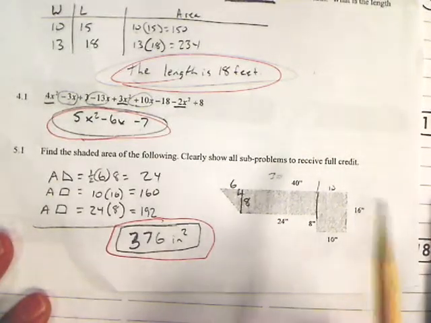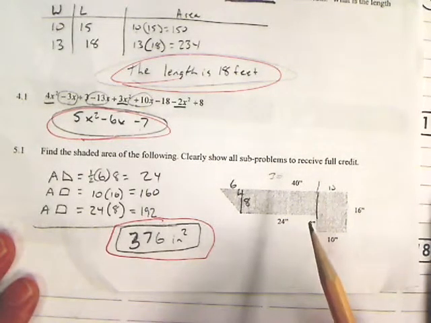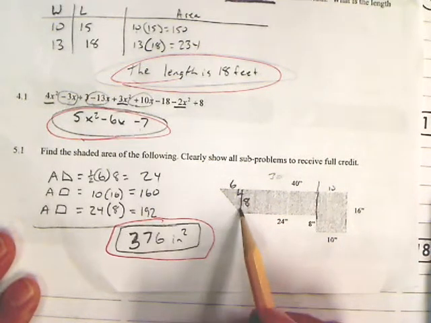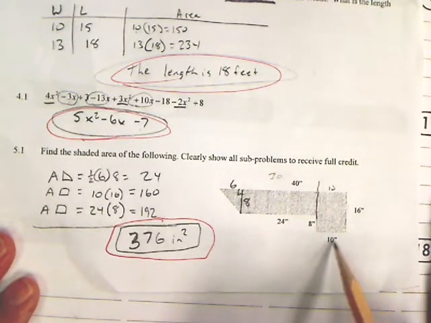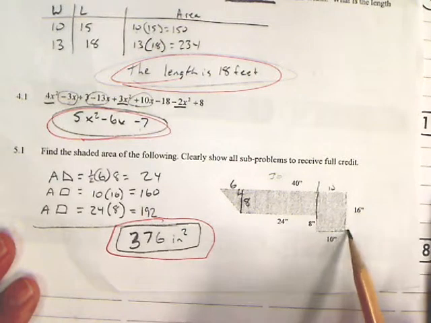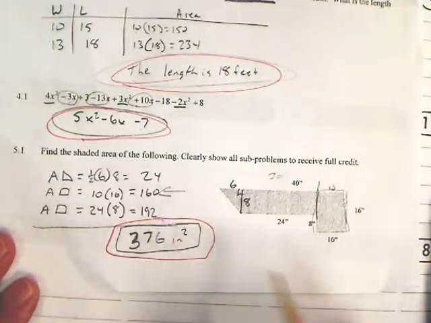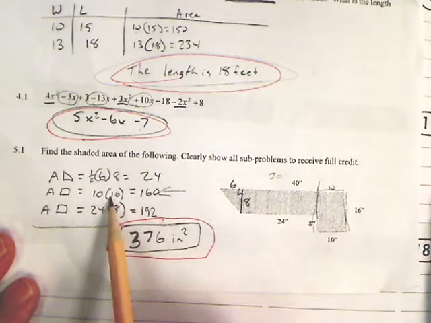All this is breaking the problem into simpler problems and finding the area of each one. I drew a line here and here. This one is 10 by 16. That one's easy to find. It's labeled for you. And there it is. Base times height.